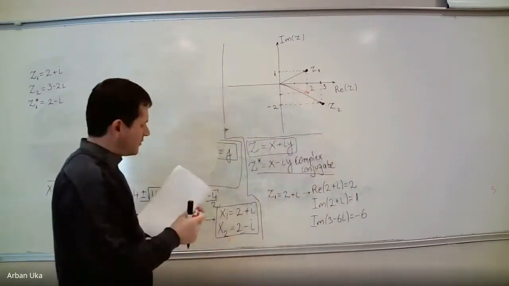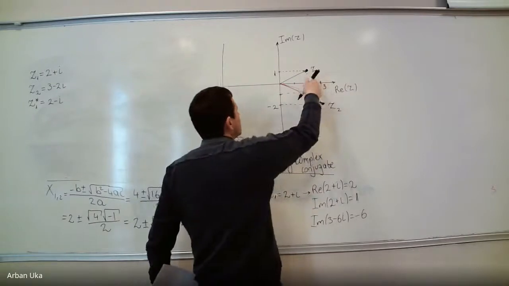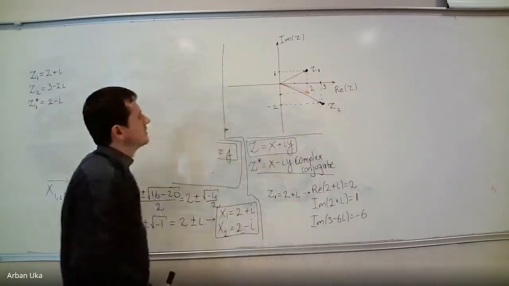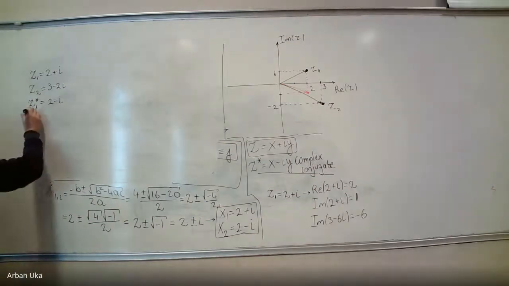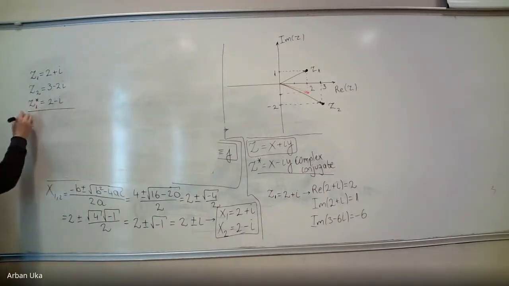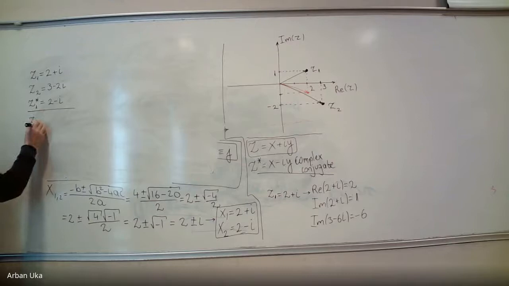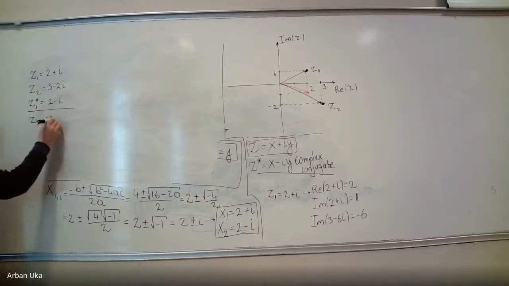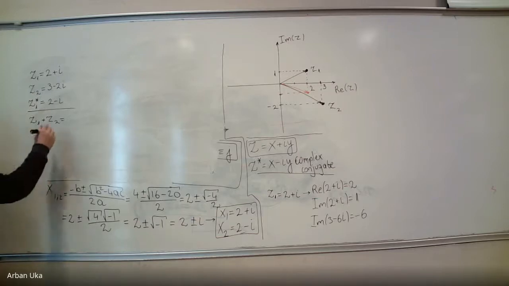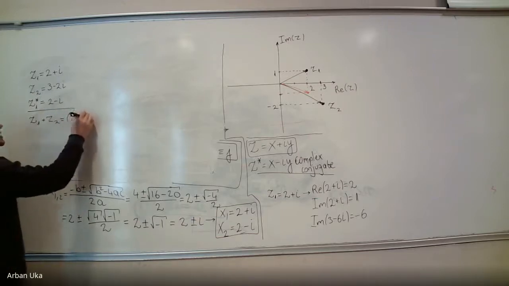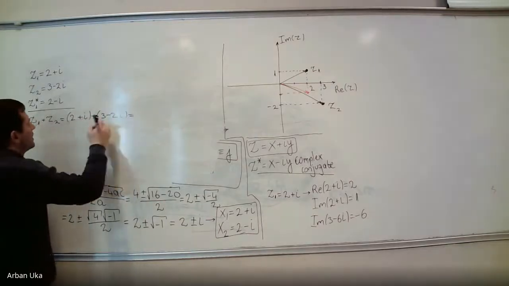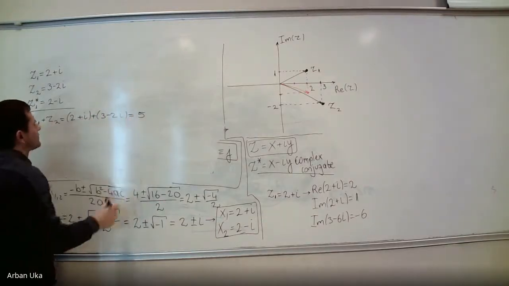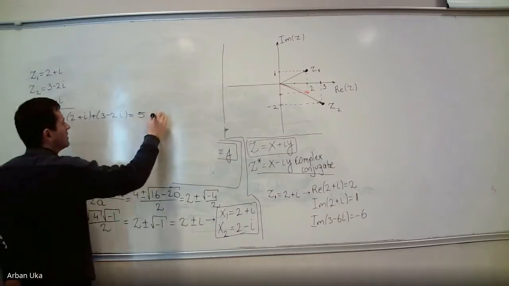So this number is Z1 complex conjugate, which is the reflection of Z1 with respect to the x-axis. Then immediately we start defining the operations with these numbers. Whenever we add two complex numbers, we add the real parts and the imaginary parts separately. So here we have 2 plus i plus 3 minus 2i, which will be equal to 5 minus i.